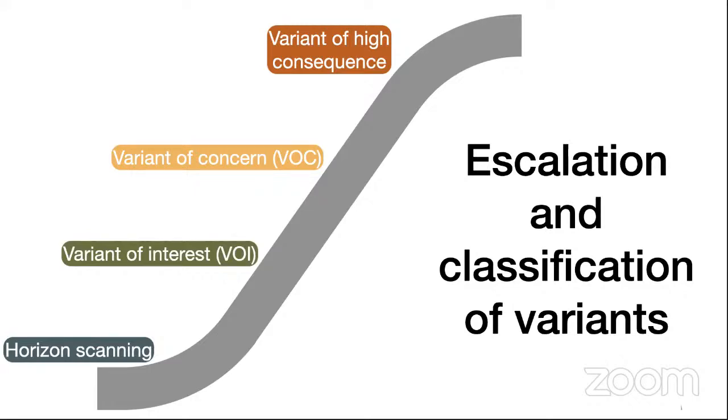The interesting and difficult question is when we go into variants of concern. Several variants of concern have emerged since late 2020, which I'll talk a bit more about later. But the distinction between variant of interest, or VOI, and variant of concern, or VOC, is very important because we might behave differently depending on which we are dealing with.